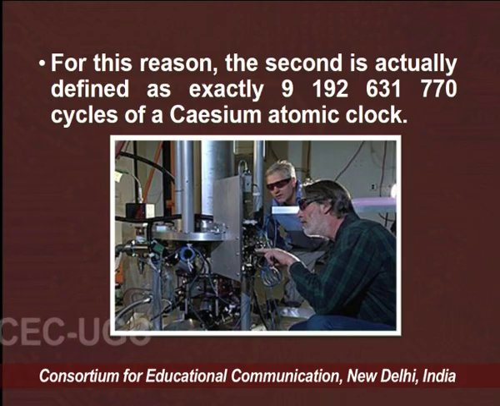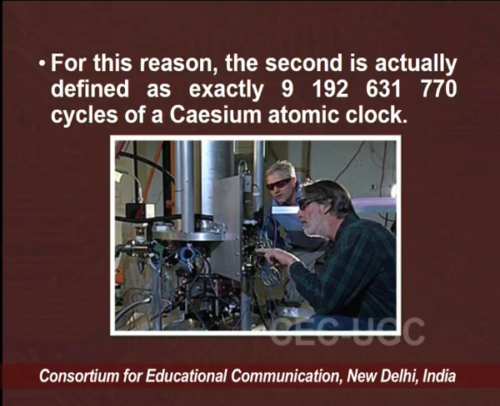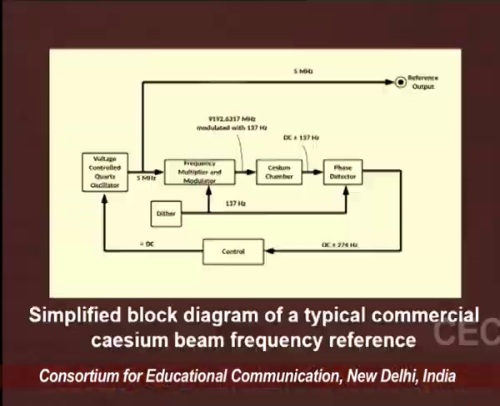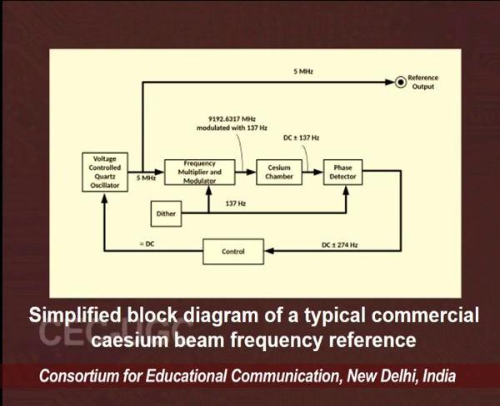For this reason the second is actually defined exactly by this value, which is the cycle of a cesium atomic clock, that is 9192631770. Here is a simplified block diagram of a typical commercial cesium beam frequency reference. Here we have various parts, and then we can measure the time period.